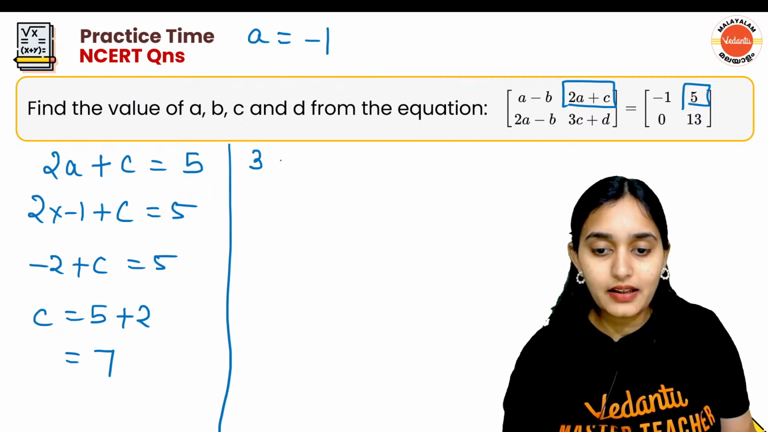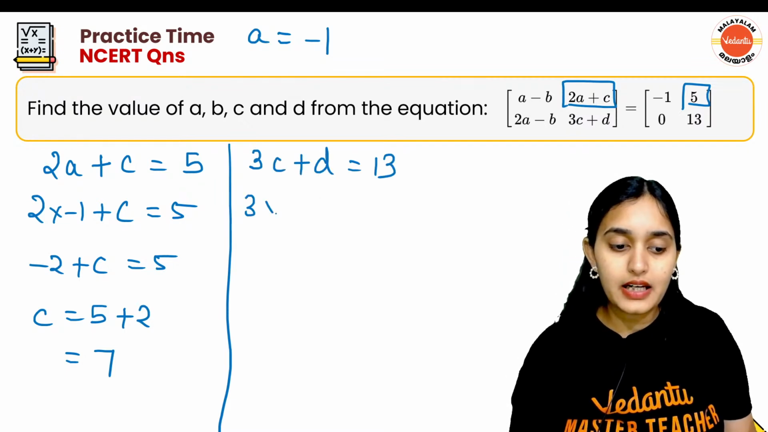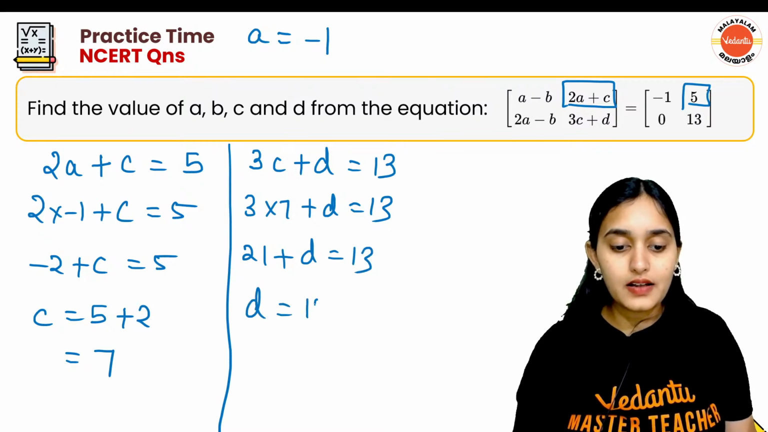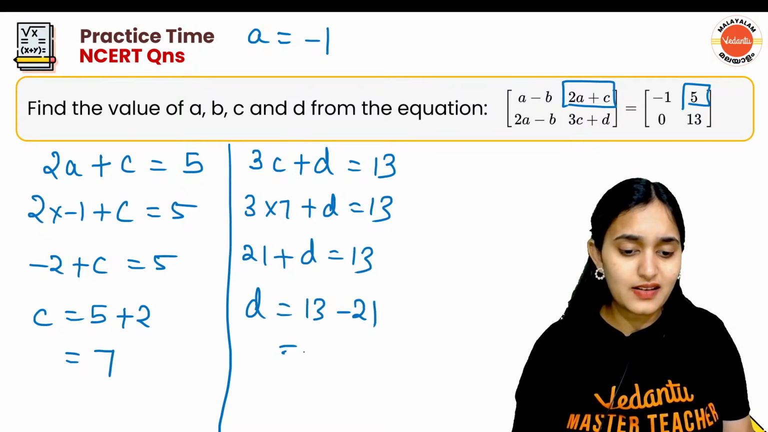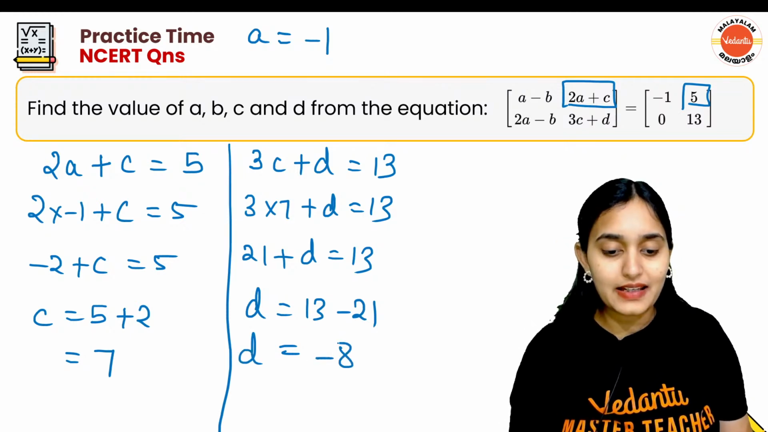3C plus D is equal to 13. 3 into 7 plus D is equal to 13. 7 3s are 21, plus D is equal to 13. So D is 13 minus 21. How much is 13 minus 21? 8. But it will be minus 8.